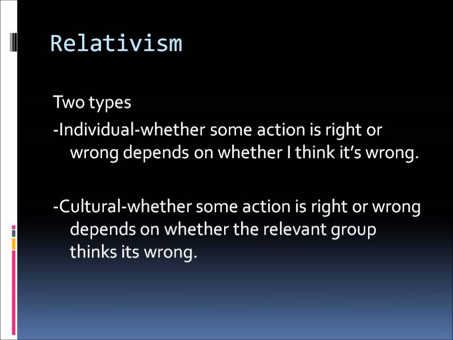Now, there are two types of relativism. First, there's individual relativism, which is roughly the view that whether some action is right or wrong depends on whether I think that it's wrong. So when I say murder is morally bad, I'm just stating my own personal opinion about that. And that sentence is true just in case I believe it. So if I think that murder really is morally wrong, then that makes murder morally wrong. In contrast, when you say murder is morally acceptable, that's also true, because all you're doing is reporting your own opinions and views.